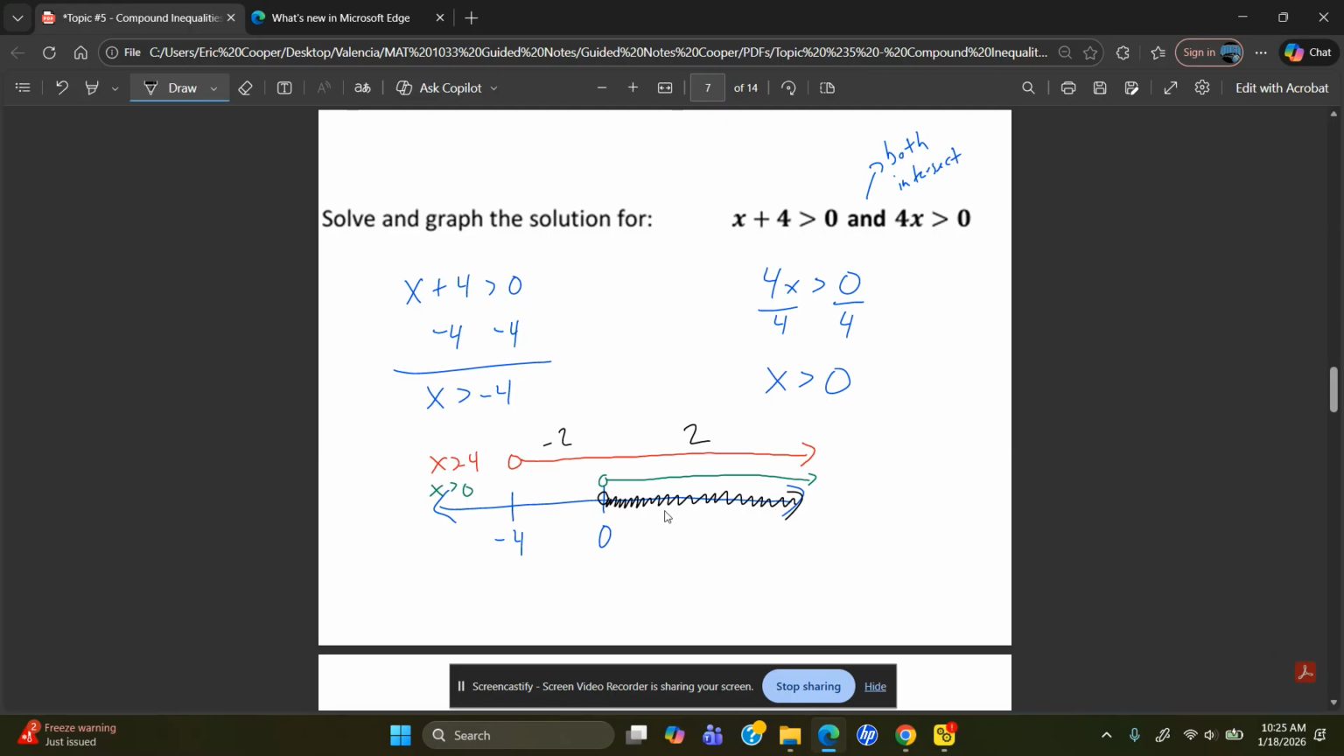In interval notation, we would have 0, and we don't include 0, so it gets a parenthesis, and it goes forever to the right, so it would get an infinity. So only the values between 0 and infinity, not including 0, would work for this problem.